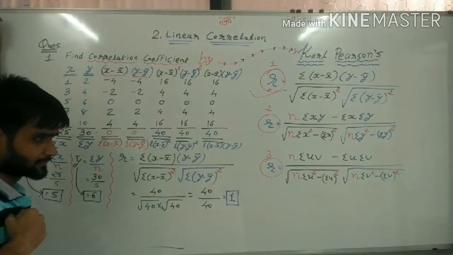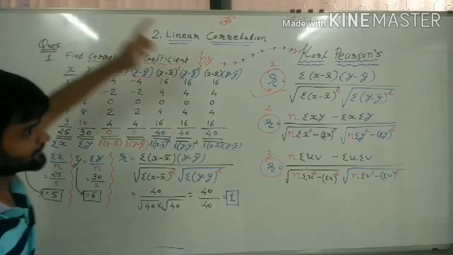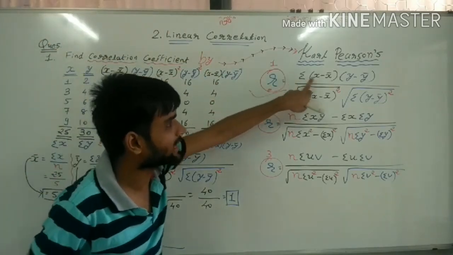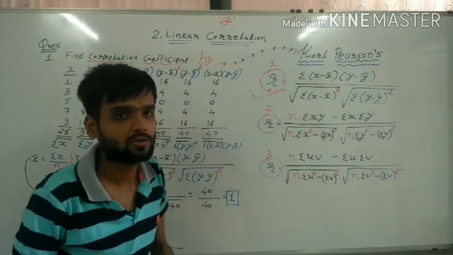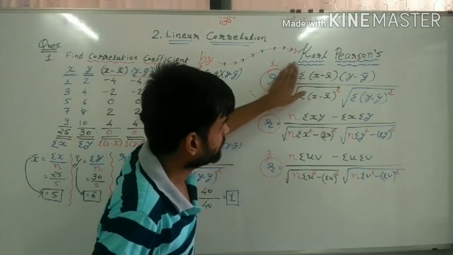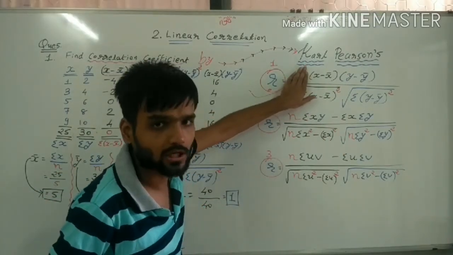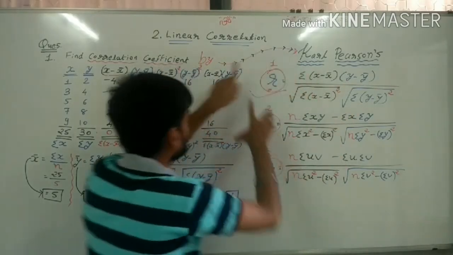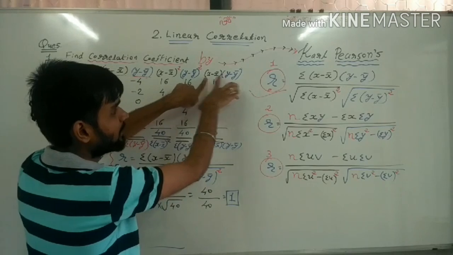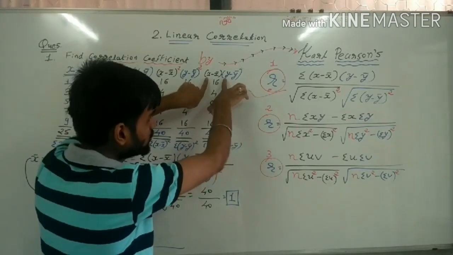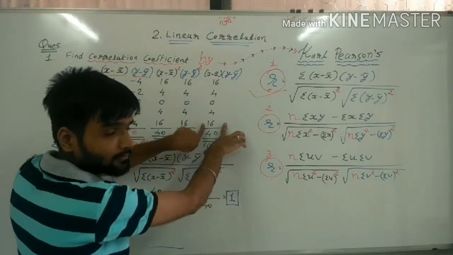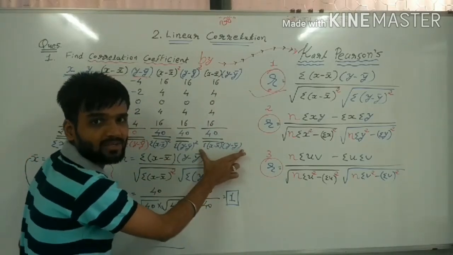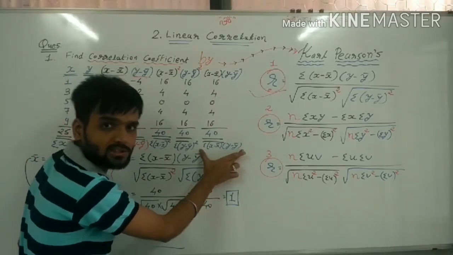Now actually, in the formula we need sigma x minus x bar, y minus y bar. If we ignore the sigma, then it is the x minus x bar, y minus y bar multiplication. So here is this column, the x minus x bar, y minus y bar multiplication. Now the total of this column is called sigma x minus x bar, y minus y bar.